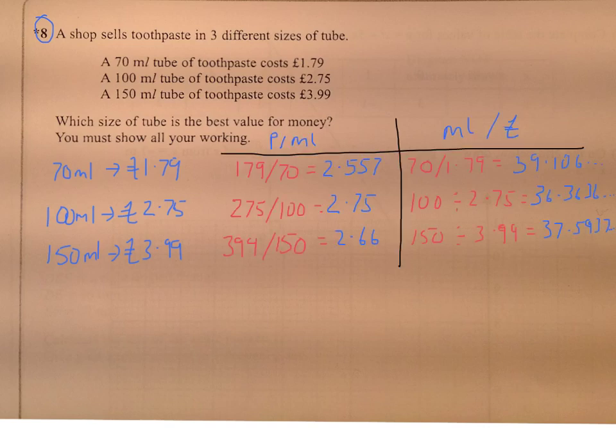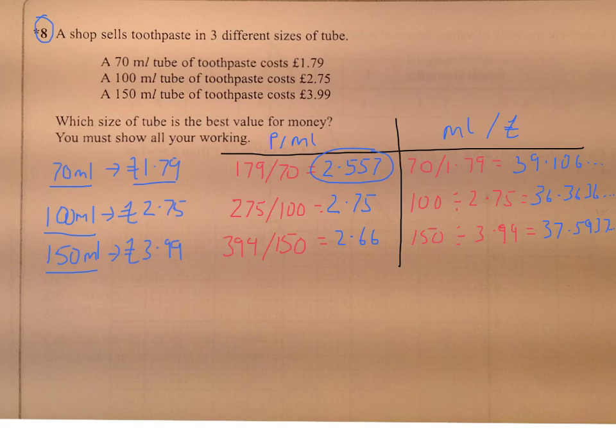So to convert to pence per millilitre, if I get 70 millilitres for 179 pence, if I divide that by 70, that'll tell me what 1 millilitre costs. So 2.557 pence for 1 millilitre, 2.75 pence for 1 millilitre of version 2, and 2.66 pence for version 3. So clearly this is the cheapest rate per millilitre.